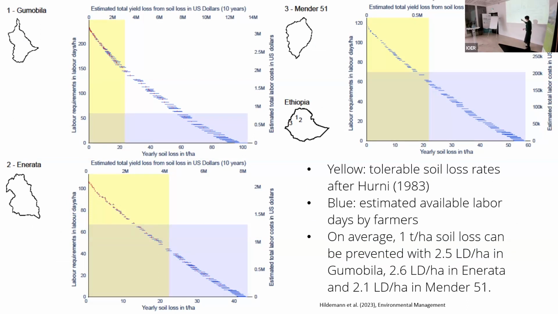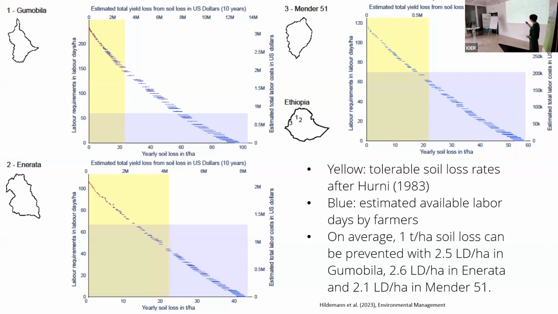Now, what you can also look at are these yellow and blue ranges. Yellow is the tolerable soil loss rates after some publication. So it basically means up to here is still okay to have that soil loss. Then blue is the estimated available labor days for the farmers in Ethiopia. That means that up to here is possible. So basically what you want to do is to stay in the range that is both yellow and blue. So these are solutions that we could possibly implement.